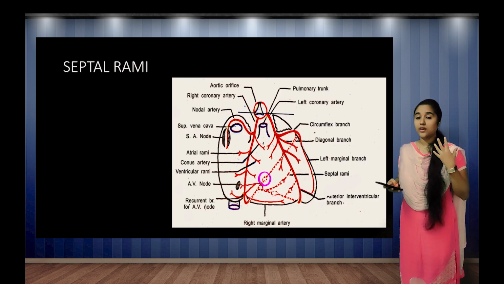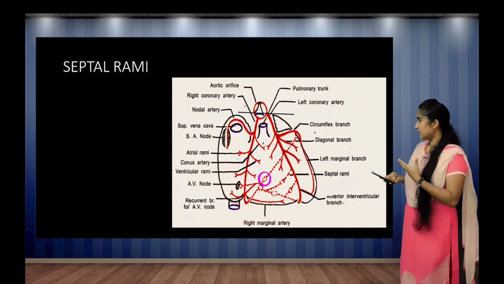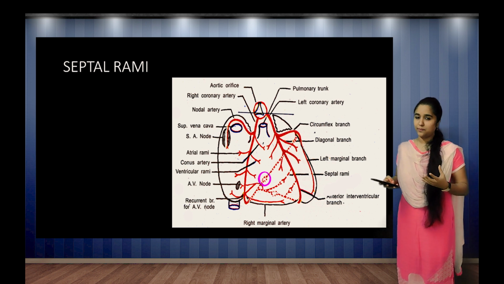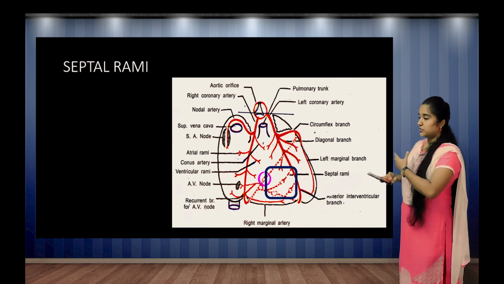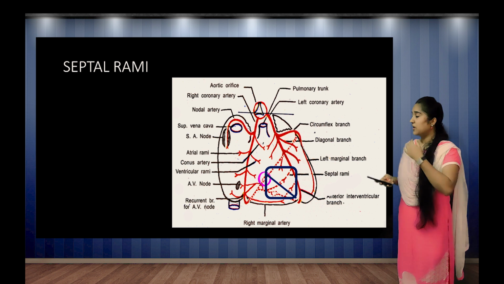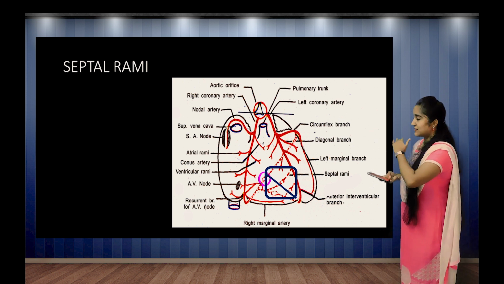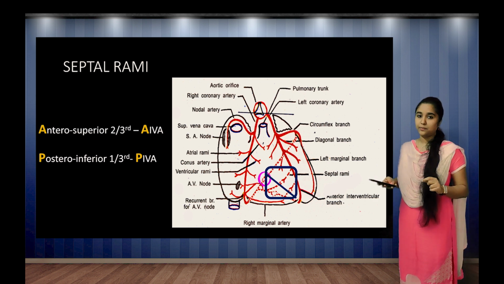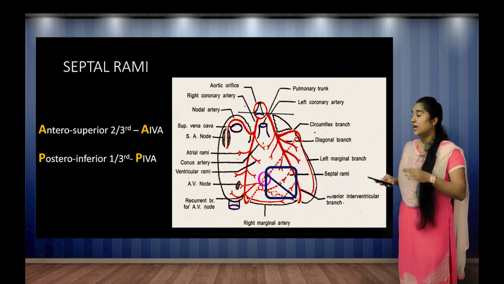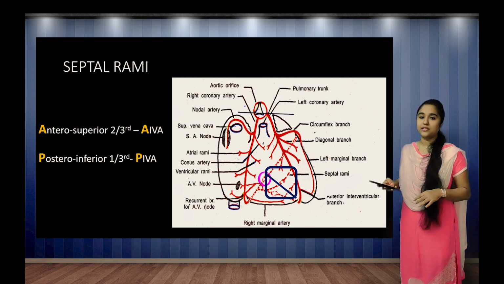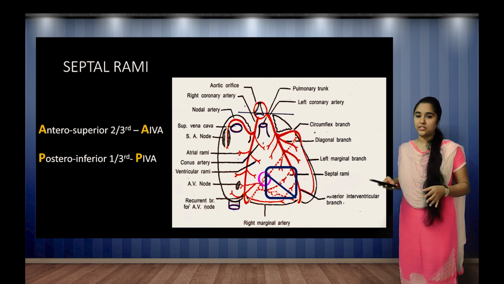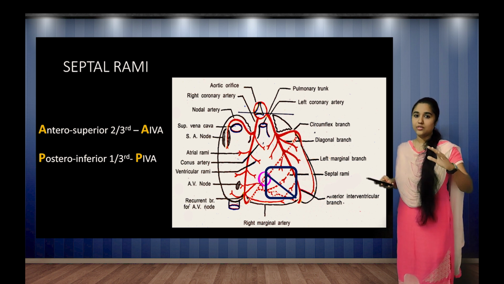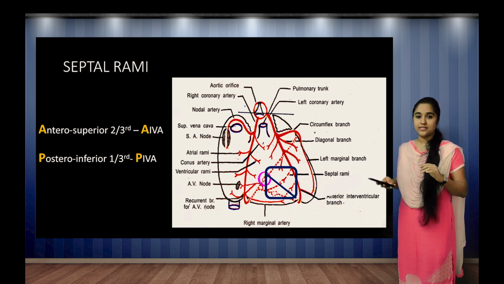Now we'll see what the septal rami are. Septal rami means the branches that supply the septum. So you know about the interventricular septum, that is between the right ventricle and the left ventricle. Suppose this is the region of your septum. You can see here the anterior superior 2/3 is supplied by the anterior interventricular artery, which is a branch of the left coronary artery, and the posterior inferior 1/3 is supplied by the posterior interventricular artery, which is a branch of the right coronary artery.